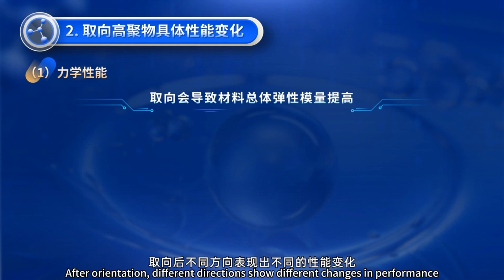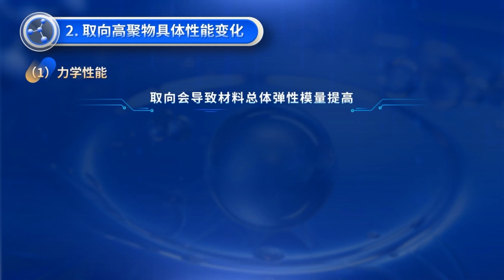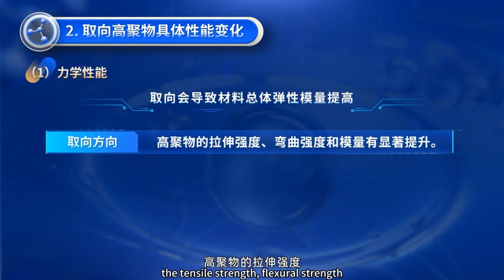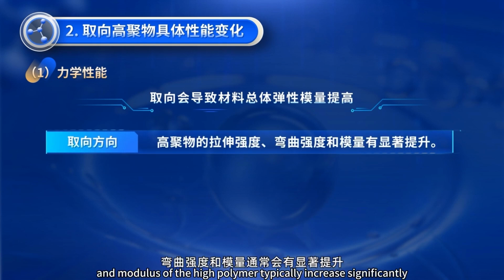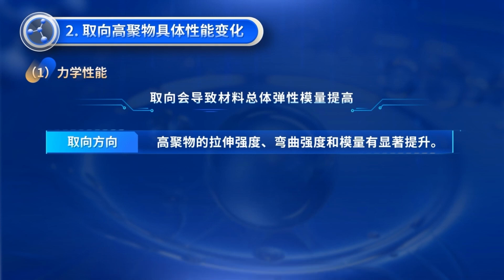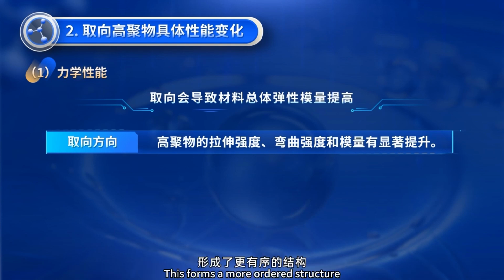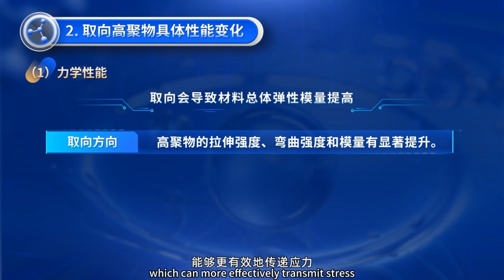After orientation, different directions show different changes in performance. In the orientation direction, the tensile strength, flexural strength, and modulus of the high polymer typically increase significantly. This is because the molecular chains align neatly along the stress direction. This forms a more ordered structure, which can more effectively transmit stress.